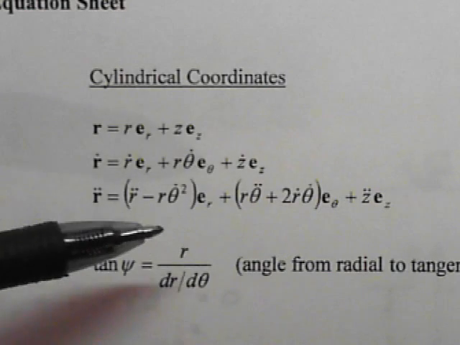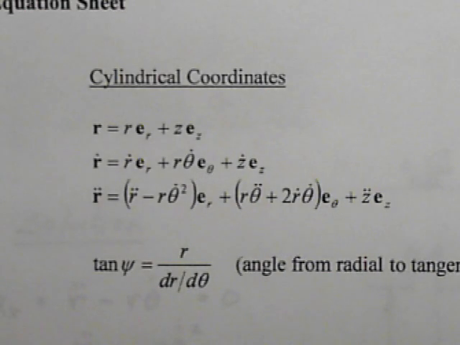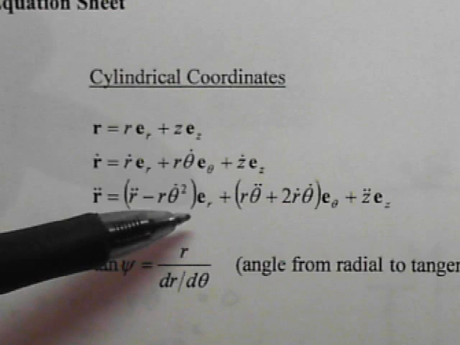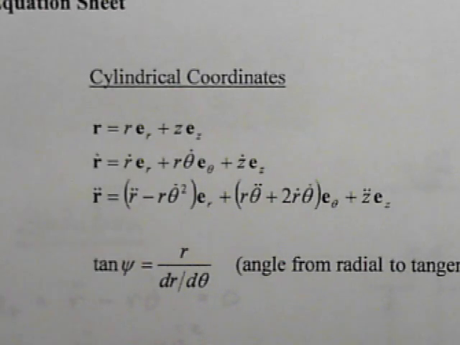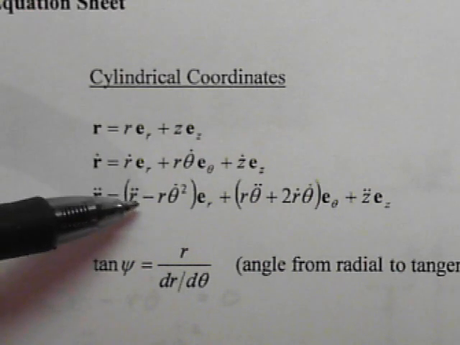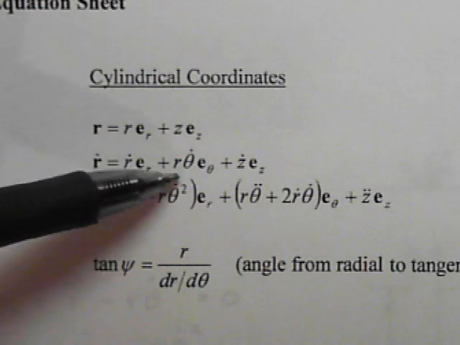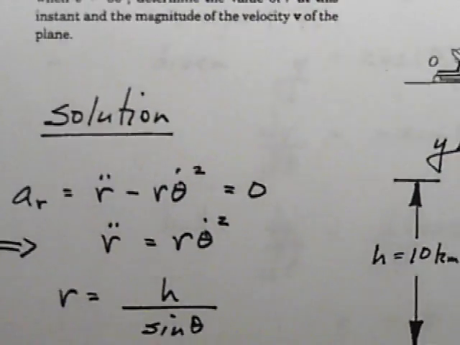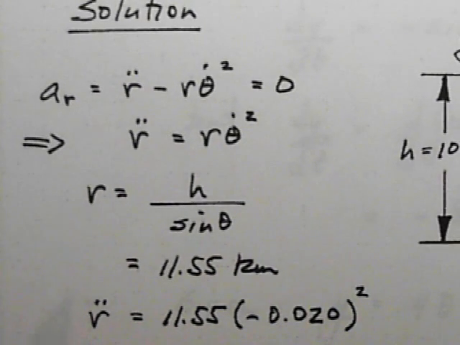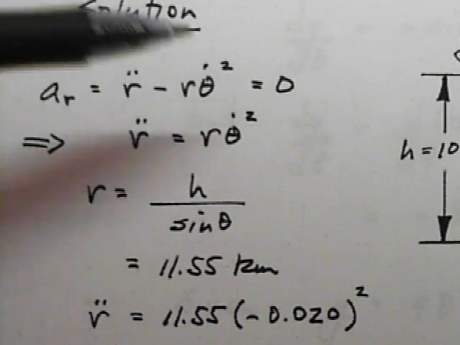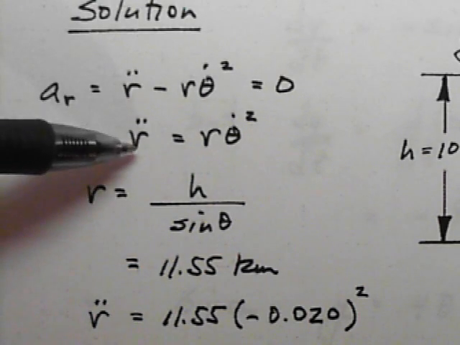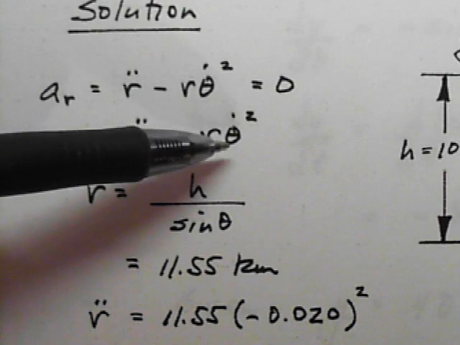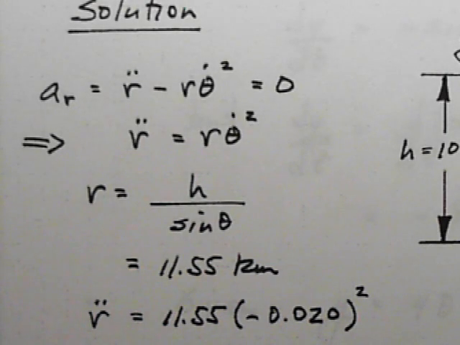Now, it only shows up in one place in the acceleration equation, and so this total thing is the acceleration in the e sub r radial direction, and we know that to be zero, so we're going to be able to write an equation just from this term that says this quantity in parentheses is zero. And so that's the way we'll start the solution to the problem. A sub r is equal to r double dot minus r theta dot squared is equal to zero. Okay, from that equation we can say that r double dot is equal to r theta dot squared at any instant.